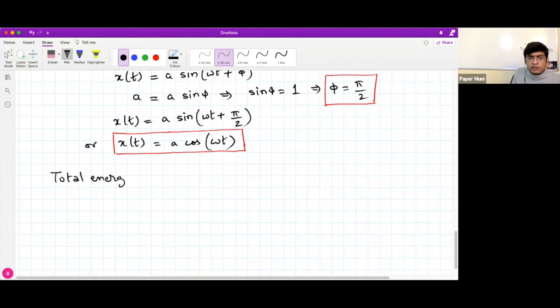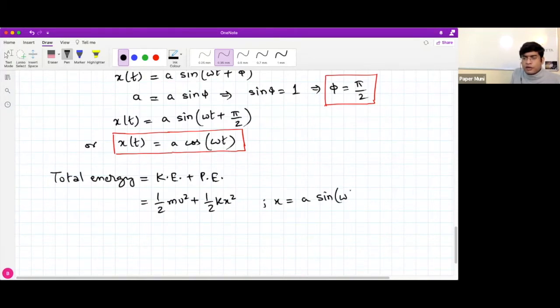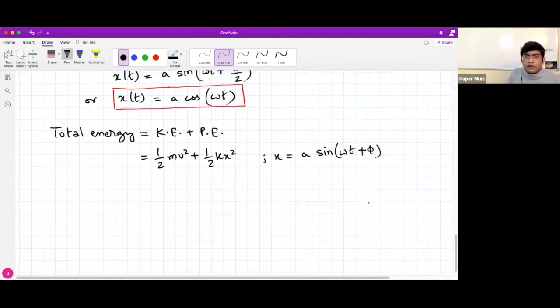Total energy. Again, this is kinetic energy plus potential energy. All right. This is half m v square plus half k x square. Okay, the potential energy is half k x square and kinetic energy is half m v square. Now here we have, let's write down the general form, x equal to a sine omega t plus phi. Now if you find v, what will you get? You can write v as x dot, which is dx by dt, right? Now a omega cos omega t plus phi. All right.